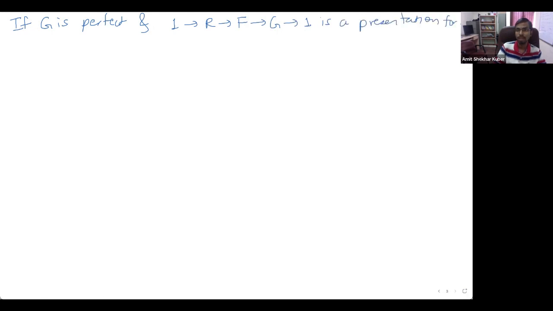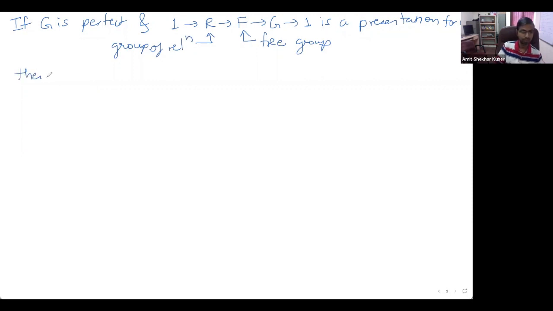Before that, we can also say, if G is perfect, and 1 to R to F to G to 1 is a presentation for G. So what is the meaning of presentation? That this is a free group, and this is the group of relations. So generators and relations.